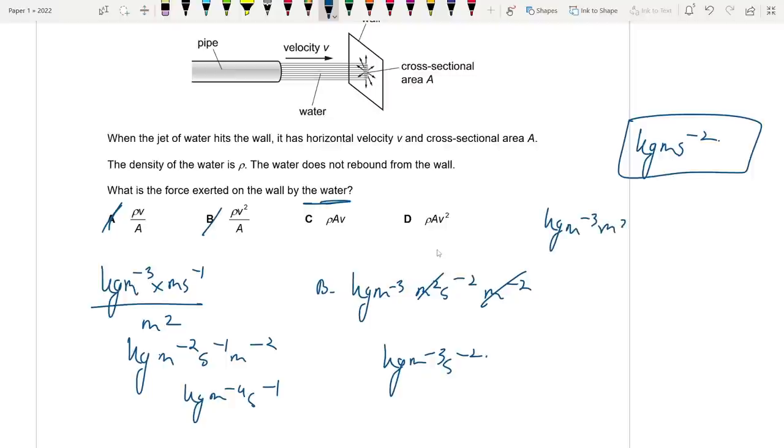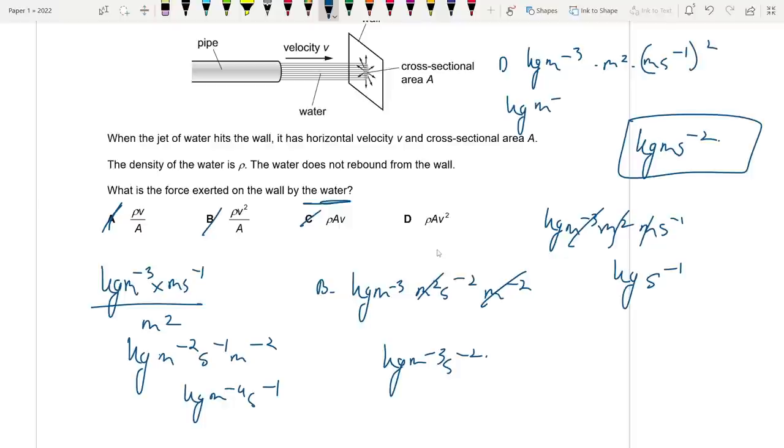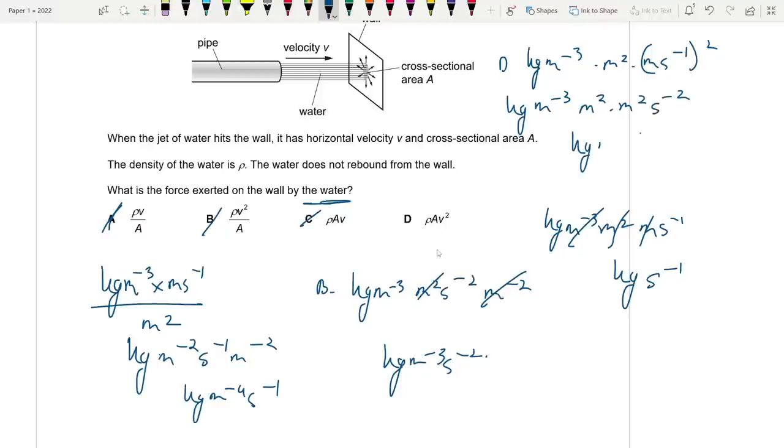kg m^-3 m^2 m/s. So kg, we can get rid of all this: kg s^-1. This isn't working. What about D? For D, it's kg m^-3 times m^2 times m/s. So we end up with kg m per second squared, right? So kg m^3 over m^3 times s^-2. So in total, we end up with kg m s^-2.